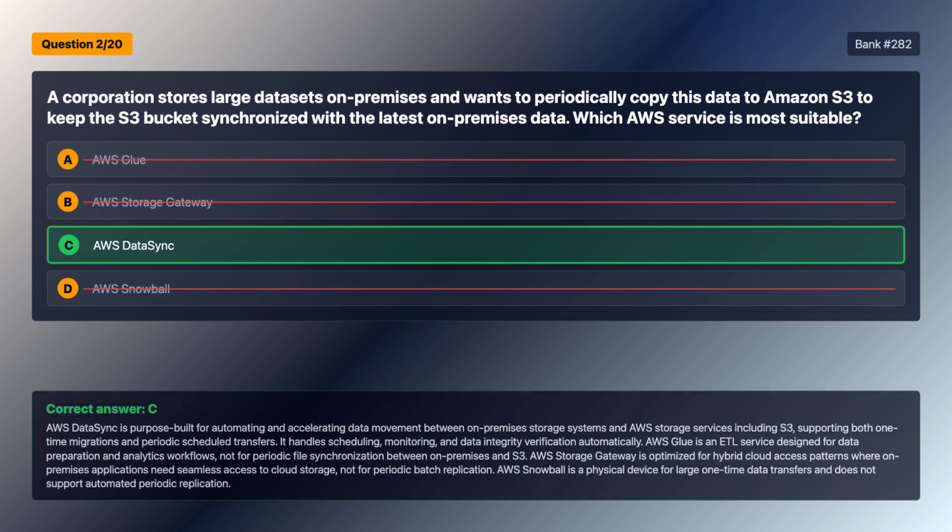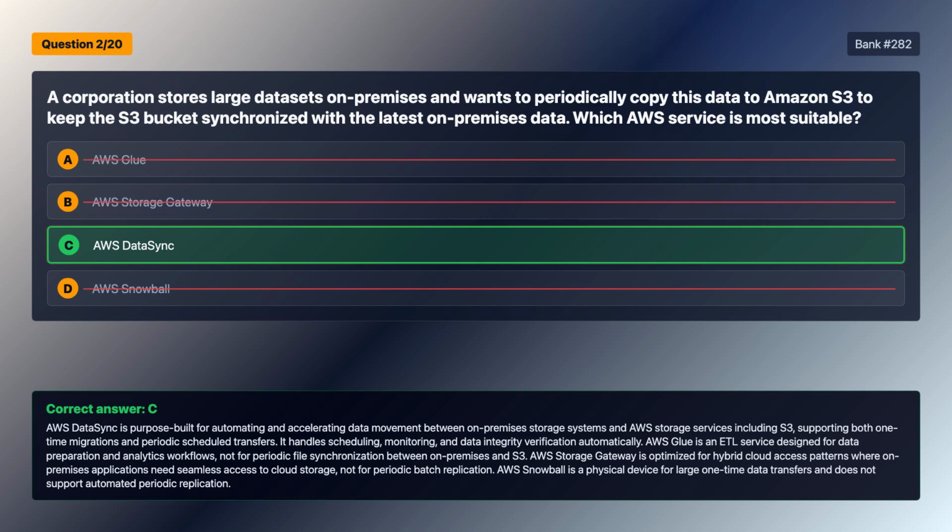The correct answer is option C. AWS DataSync is purpose-built for automating and accelerating data movement between on-premises storage systems and AWS storage services including S3, supporting both one-time migrations and periodic scheduled transfers. It handles scheduling, monitoring, and data integrity verification automatically.